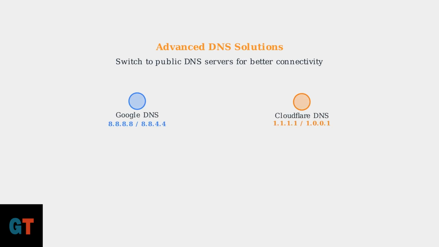The most effective advanced solution is switching to public DNS servers. Google DNS at 8.8.8.8 and 8.8.4.4 or Cloudflare DNS at 1.1.1.1 provide more reliable connections than default ISP DNS servers. Configure these DNS settings in your router or device network settings. This Windows dialog shows how to set Google DNS servers in your network adapter properties.